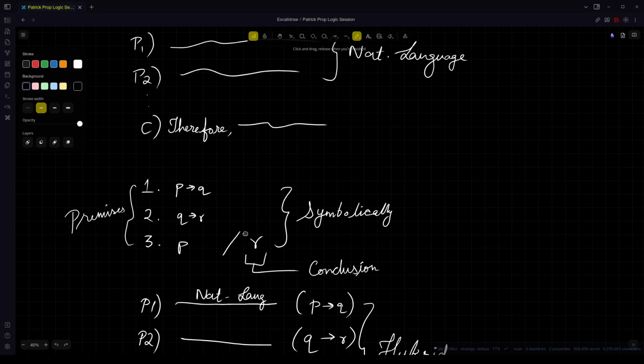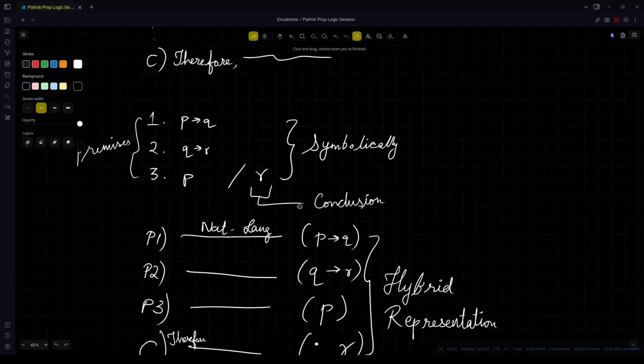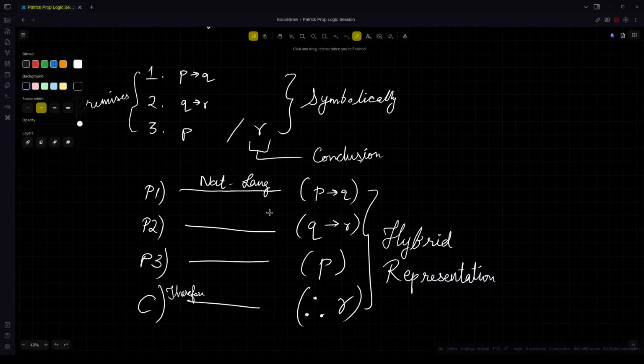Okay. And because I know you can also represent "therefore" with three dots, is that the same as a slash? It is, but you use a "therefore" when you are using a hybrid representation. When you're only using symbols, the convention is to use a slash.